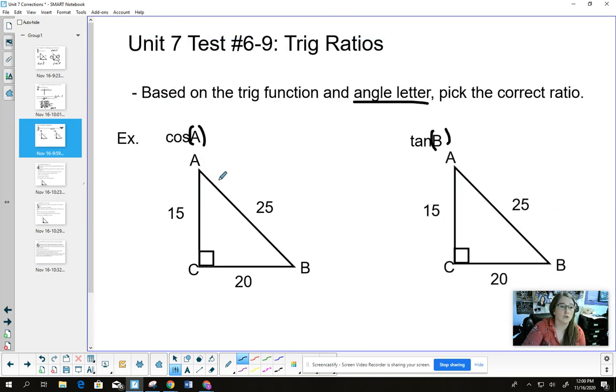So what you needed to do was, based on the angle given, label your sides with respect to that letter. So this would be opposite. This would be hypotenuse. And therefore, this is the adjacent. Then, because you want cosine, we look at SOHCAHTOA.